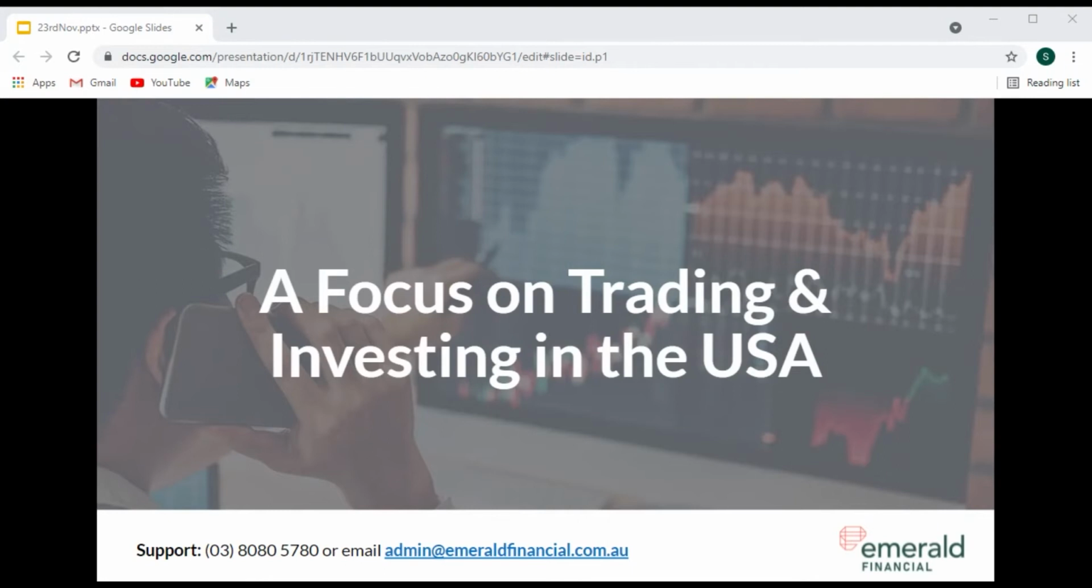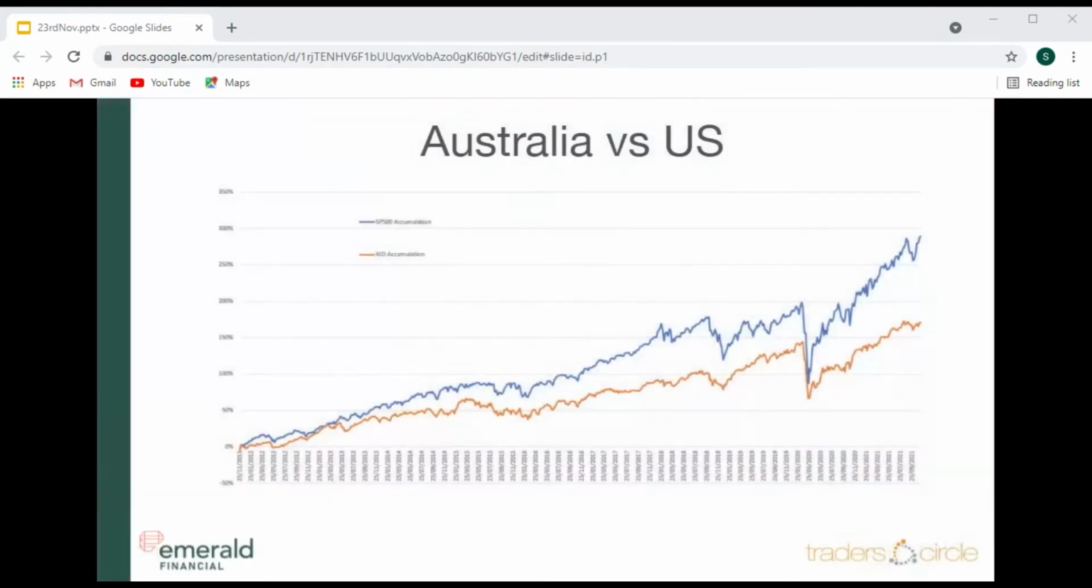So I guess primarily the first thing that attracted us to US markets was the significant outperformance that they'd experienced compared to our own market, or indeed many other markets around the world. So this is a 10-year chart of the US S&P 500 index, which is the blue line, and our own market, which is this orange or gold line here.